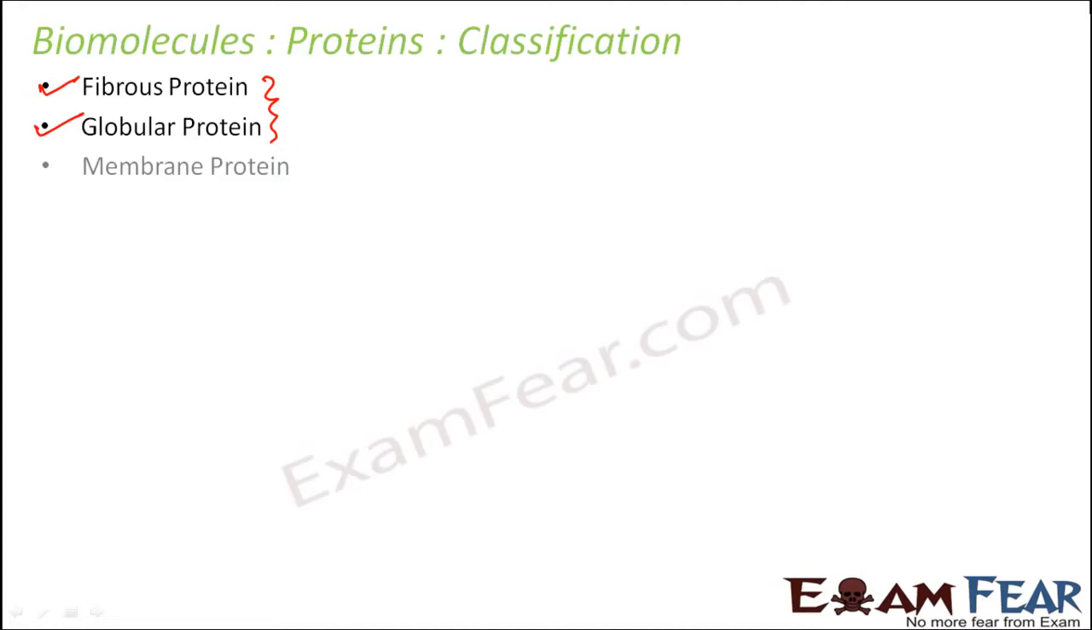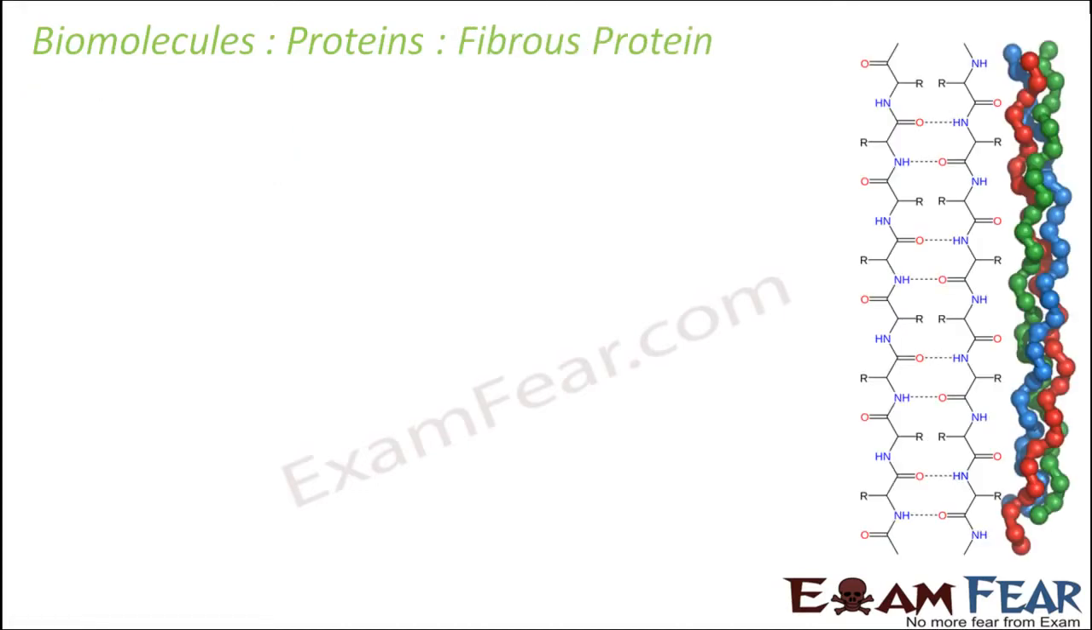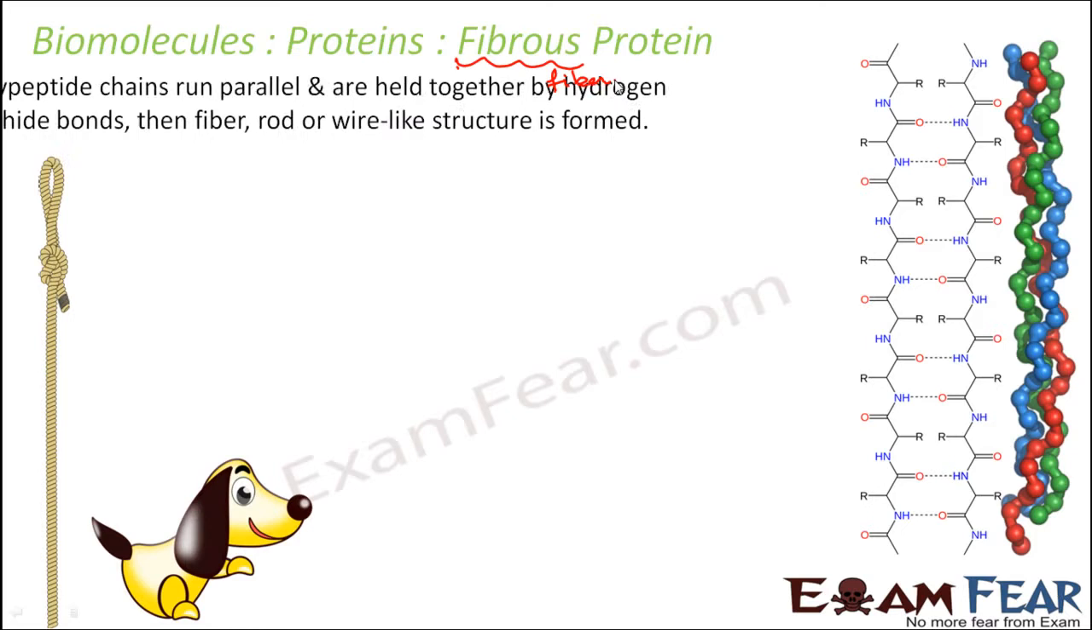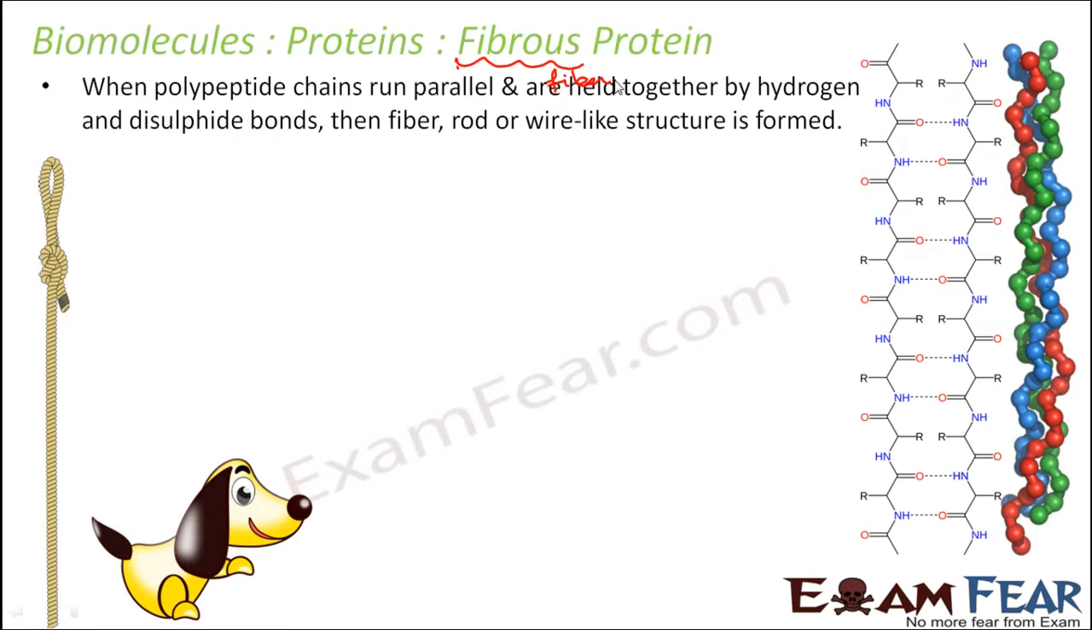So let us now talk about fibrous and globular protein. The name fibrous has come from fibers, because the proteins look like long fibers or ropes. Due to that appearance, they are known as fibrous protein. When polypeptide chains run parallel and are held together by hydrogen and disulfide bonds, then a fiber or rod or wire-like structure is formed, and these are known as fibrous protein.